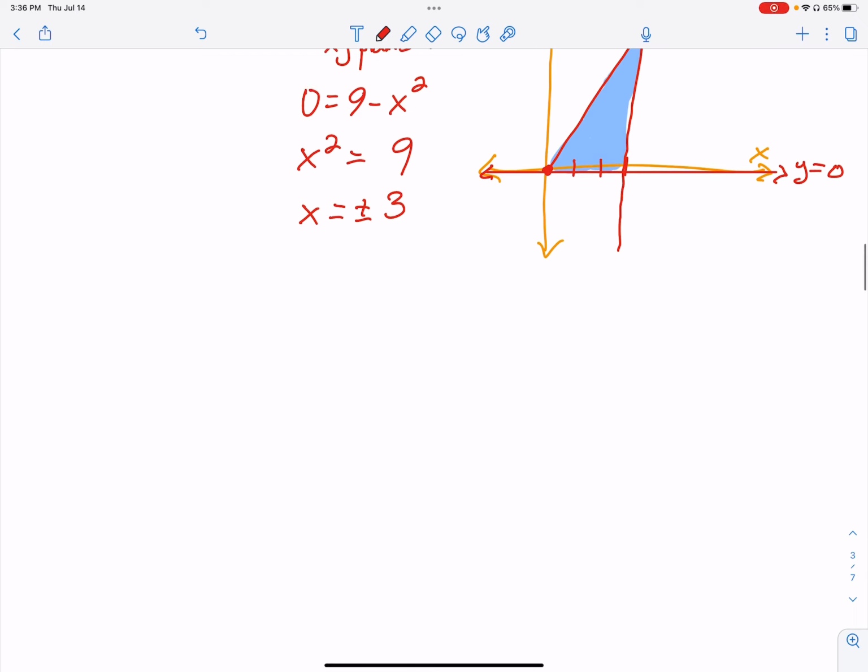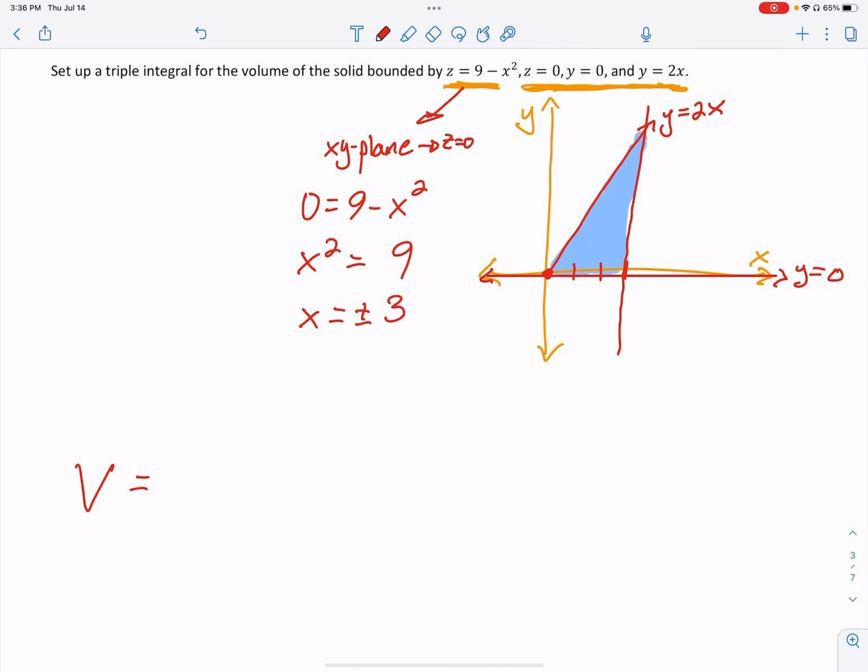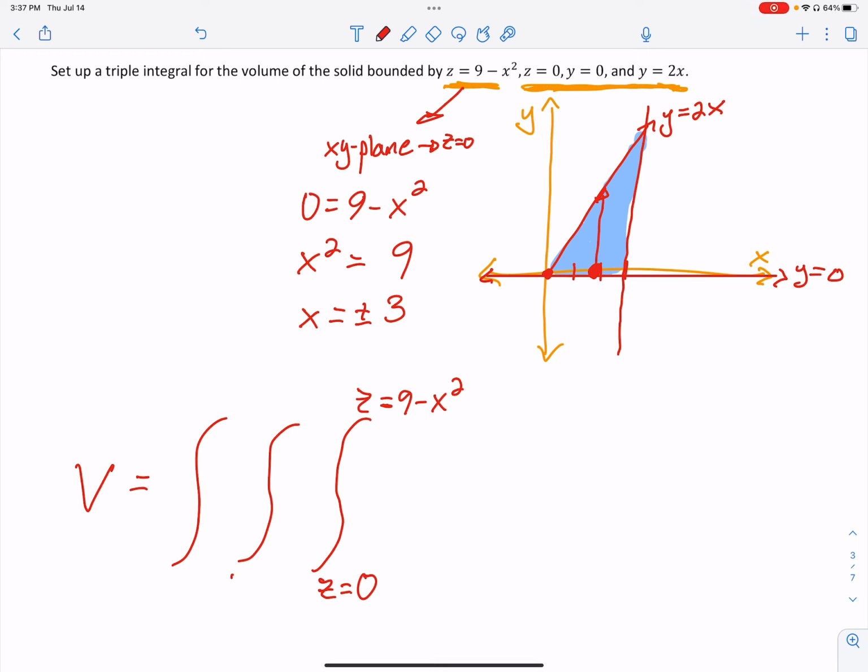Okay, so how we set this up. We're going to have our volume. We can do it in any order that we want. The first thing I always do is my surface first. Usually that's my z. I know that the surface is caught between 0 and 9 minus x squared. Then from there, now I'm looking at my y's. And y is caught between, if I look at this, this lower curve and upper curve. It's caught between 0 and 2x. So y equals 0 for the bottom, y equals 2x for the top.